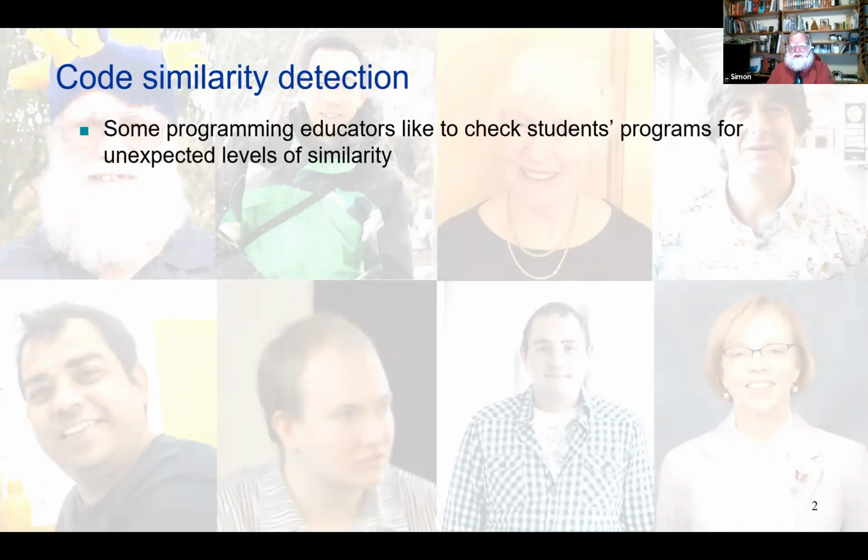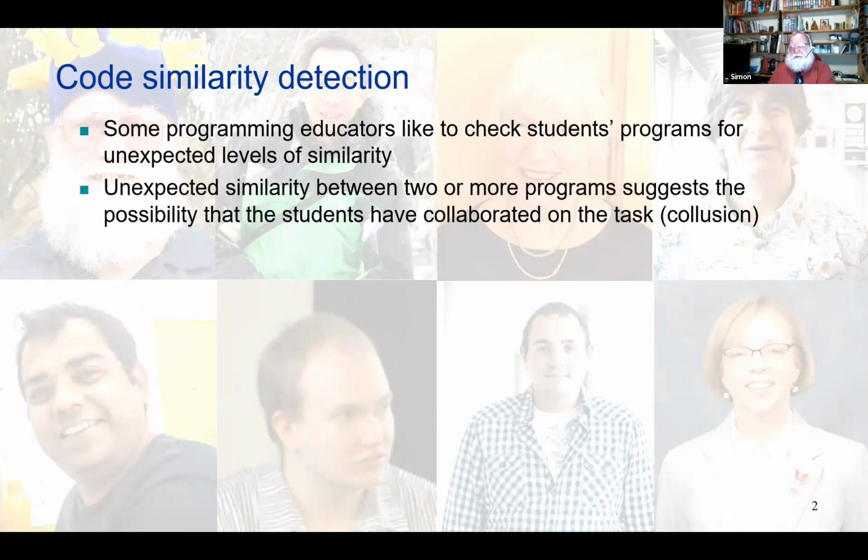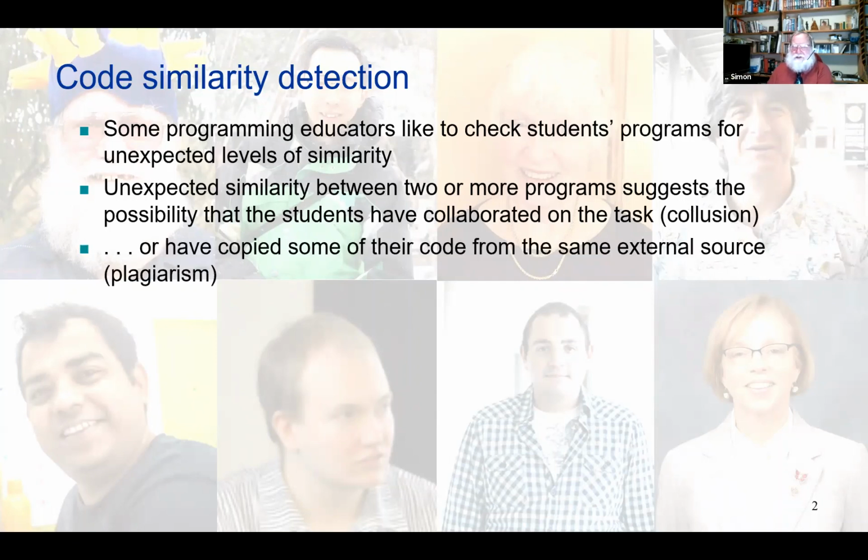So what is code similarity detection? Some people who teach students about programming like to check the students' programs to see if any of them are more similar than they should be. If we find unexpected levels of similarity, then it's possible that the students have worked together on the same task instead of individually. That's called collusion. Or it's possible that they've copied some of their code from the same external source, which is called plagiarism.